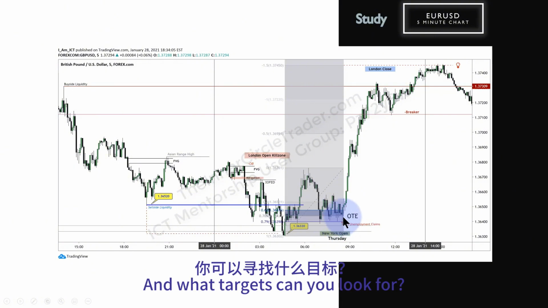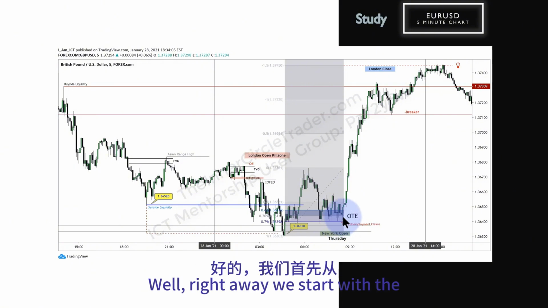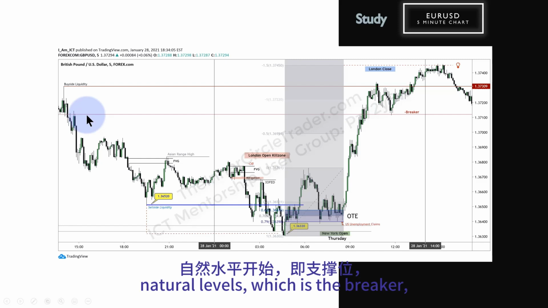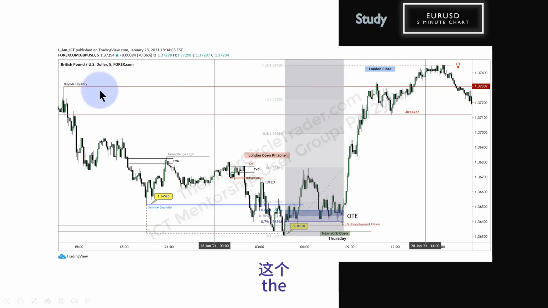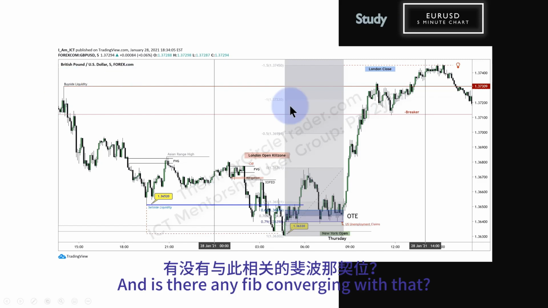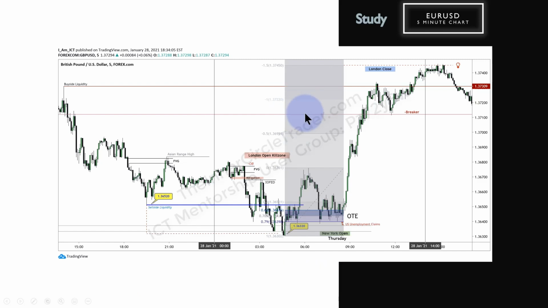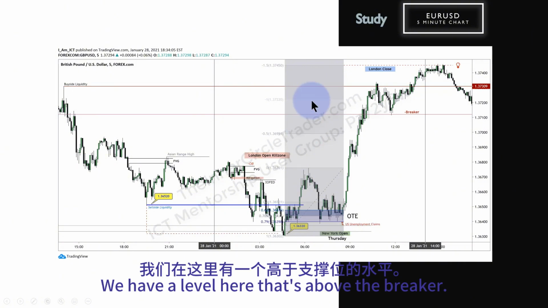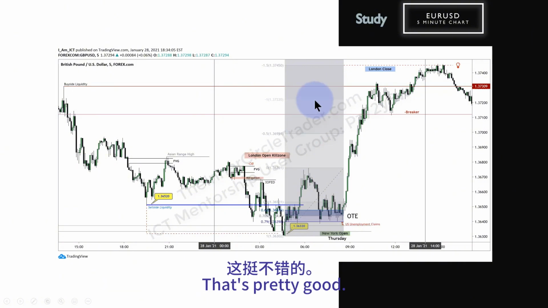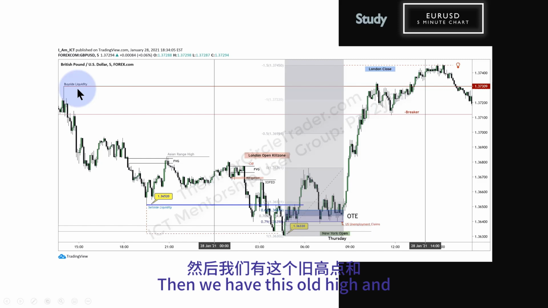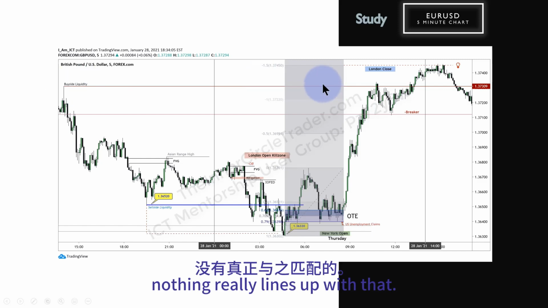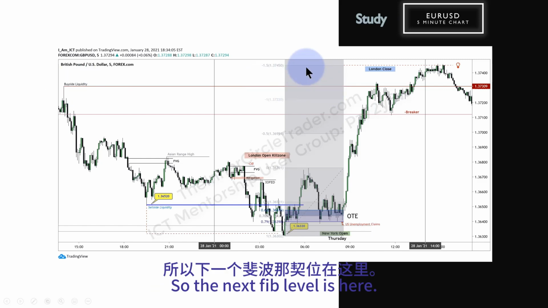And what targets can you look for? Well, right away we start with the natural levels, which is the breaker, the old high, where there's buy side liquidity. And is there any fib converging with that? Well, we have a level here, but before the breaker, so that's not good. We have a level here that's above the breaker. That's pretty good. Then we have this old high, and nothing really lines up with that. So the next fib level is here.